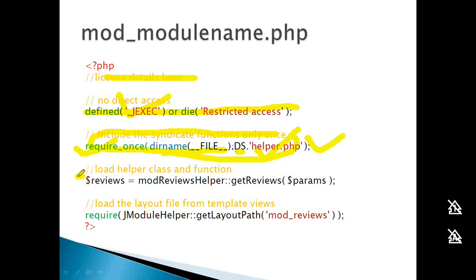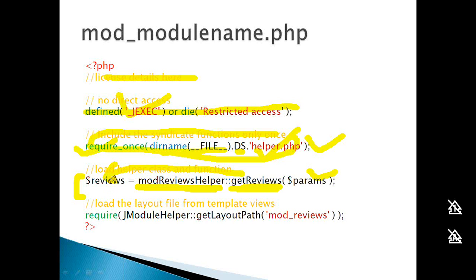The next line is to load the helper class and the helper function. So here is the helper class, which is the modReviewsHelper, and then this is the helper function, which has some parameters with this. These parameters are not intended for this particular workshop, but I'm keeping them for future reference. So whenever you want to use some parameters, you can put them up somewhere. So what exactly is happening? This particular class is calling a particular function, and when this function is called, the value will get transferred to this variable, which is the $reviews.